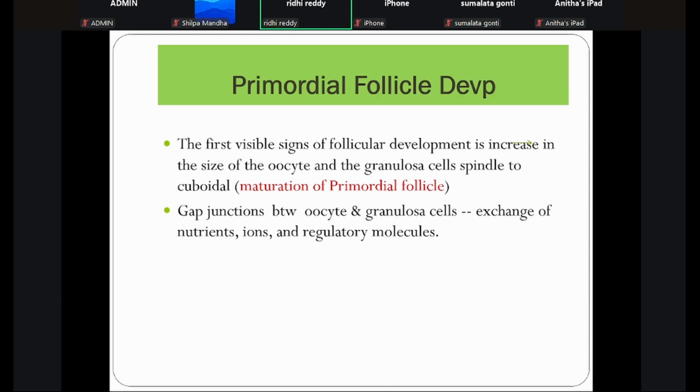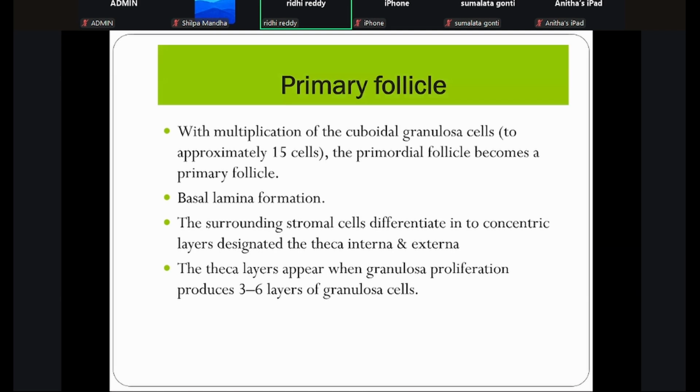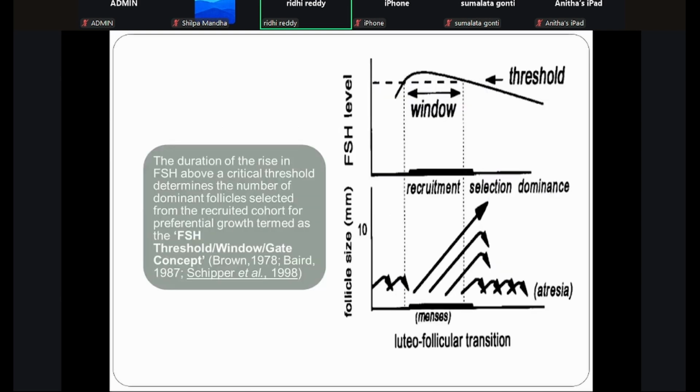So, primordial follicle development. The first visible sign of follicular development is an increase in the size of the oocyte, and a single layer of granulosa cells will be there, cuboidal. There are gap junctions between the oocyte and granulosa cells for the exchange of nutrients. Then in the primary follicle, there will be multiplication of these granulosa cells, approximately 15 cells are formed, then we call it a primary follicle. There will be basal lamina formation. And whenever there are 3 to 6 layers of granulosa cells, theca cells appear.